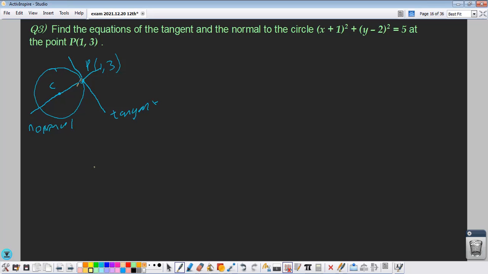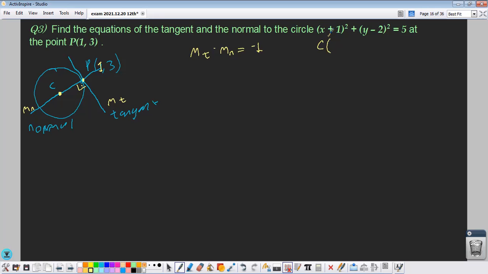Since they are perpendicular to each other, at 90 degrees, the product of the slopes of the tangent and normal lines will be equal to -1. To be able to find a slope, we need 2 points, and the P point is already given. We should find the C point, which is the center of the circle.